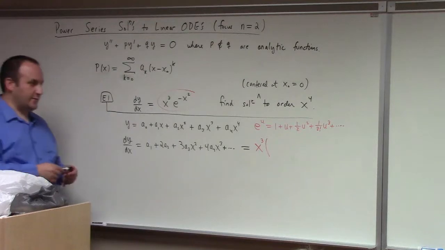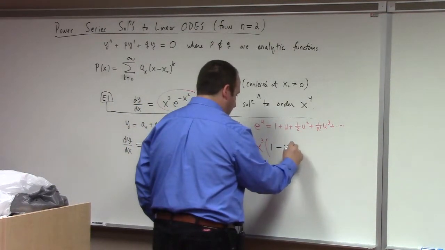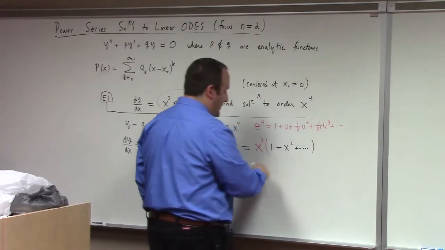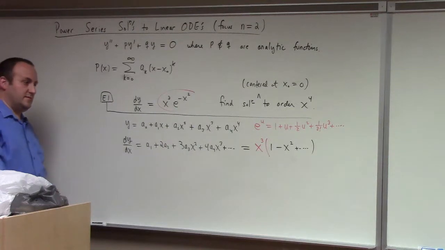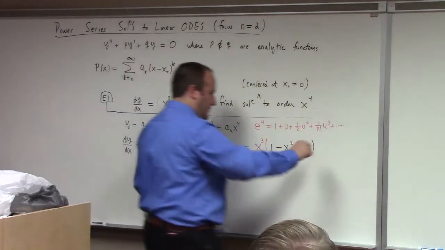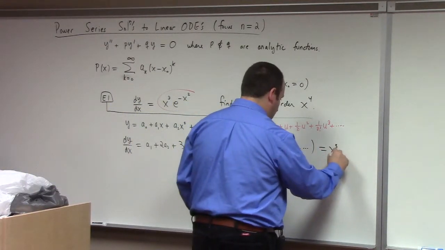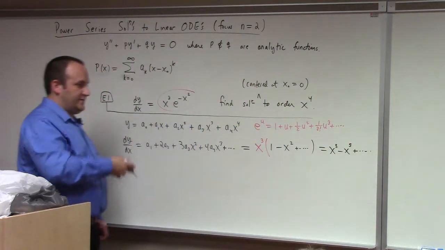u equals minus x squared. So this is 1 minus x squared, and it hardly matters what's after that. I'm already to fifth order here. So if I'm going to equate these two things, that's more than enough. Because if I multiply this out, this gives me x cubed minus x to the fifth plus dot, dot, dot. Now I have everything I need.